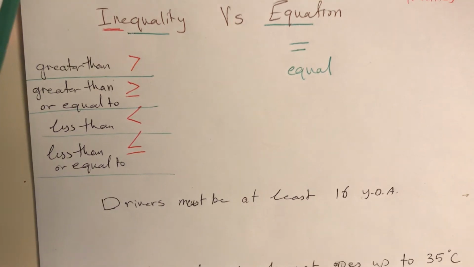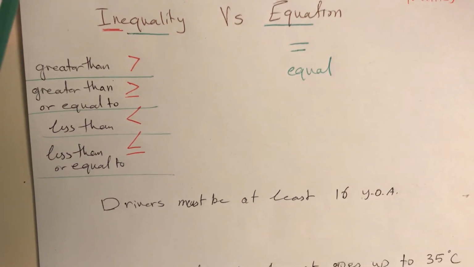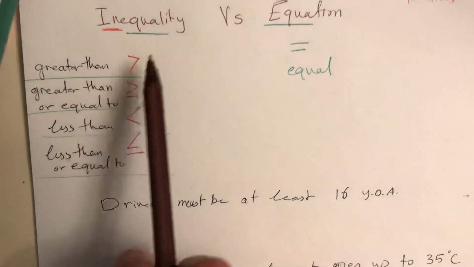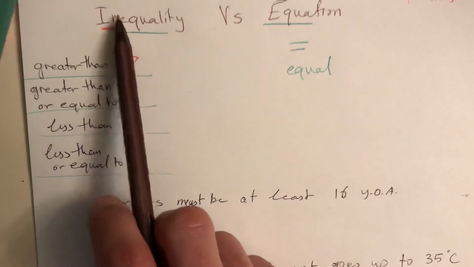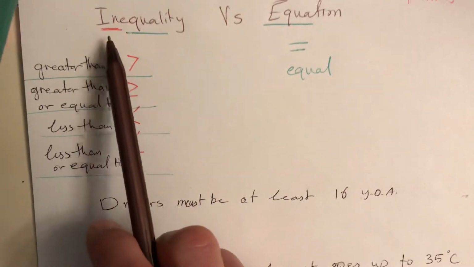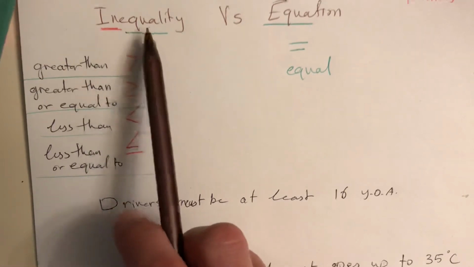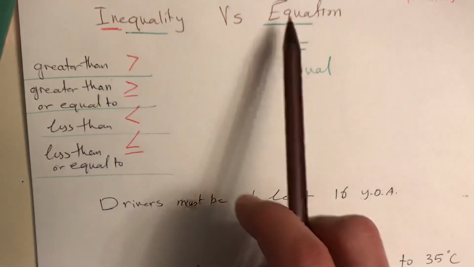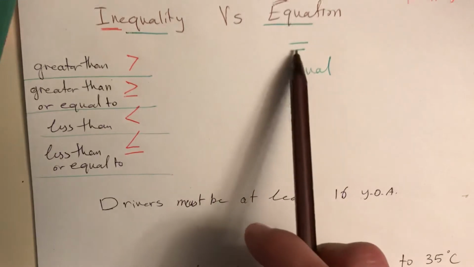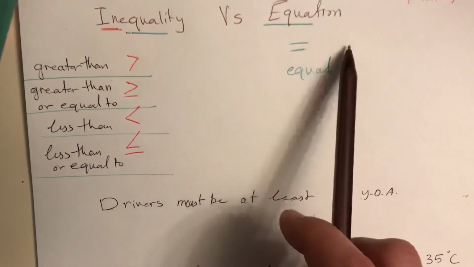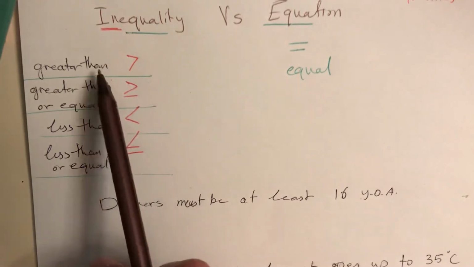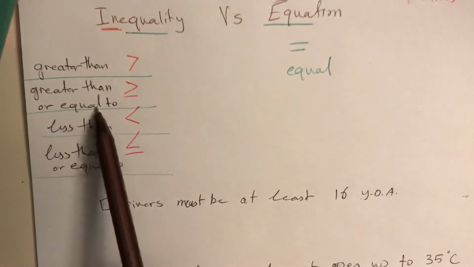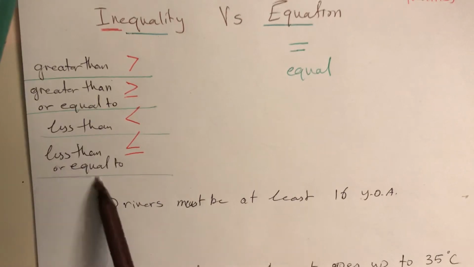Hello class, so today we're going to be talking about inequalities. To begin, we want to discuss the difference between inequalities and equations. Inequalities are pretty much the opposite or negative of equality, so they're not equal. Equations are equal, so you have an equal sign and you have a left and a right. Inequalities are not equal. So one side is either greater than or equal to, or less than or equal to.